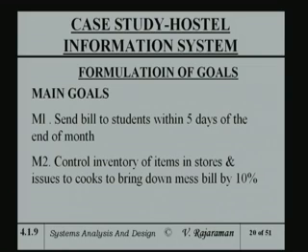Now, one of the main goals is to send bills to students within 5 days of the end of the month. The idea, again, you see it is quantified. It says 5 days of the end of the month. It is important to say that, do not say send bills to students soon after the end of the month. Soon after is an unquantified item. 5 days means it is exactly, in other words, on or before the 5th of every month you have to send the bills.